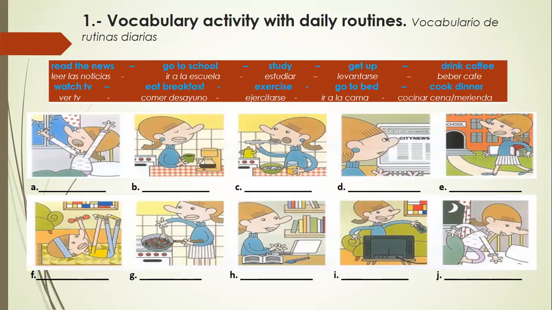Guys, I choose 10 activities that everyone do all day, probably.